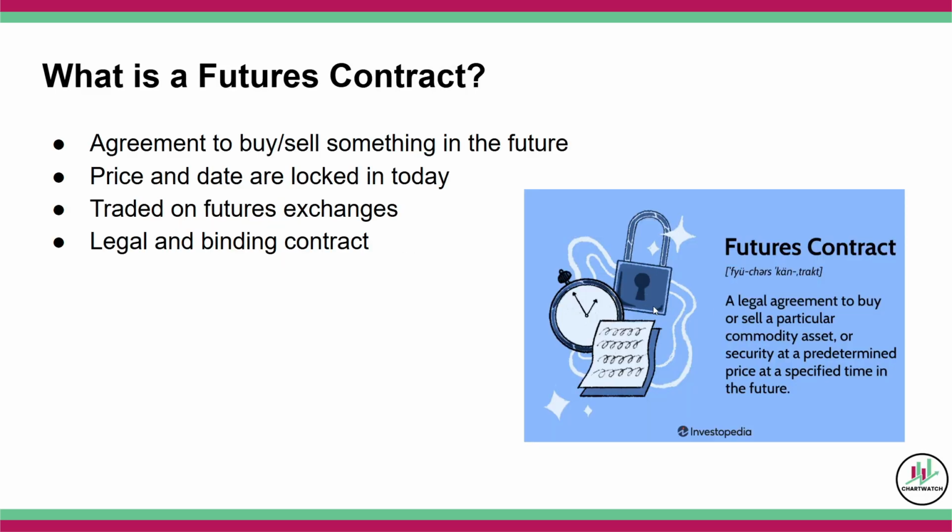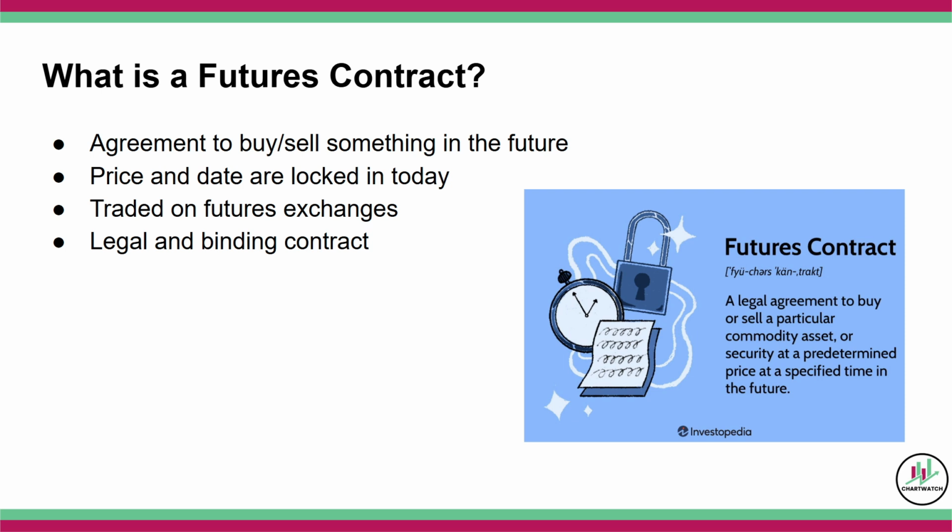Okay, so to start off with the basics, what exactly is a futures contract? A futures contract is an agreement between two parties to buy or sell something. This can be wheat, oil, gold, or, in this case, we're going to talk a lot about financial products like the S&P 500 or the Nasdaq, at a specific price on a specific day in the future. Hence the name futures.